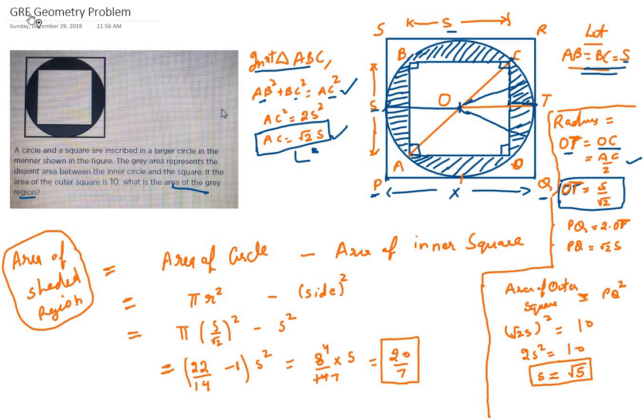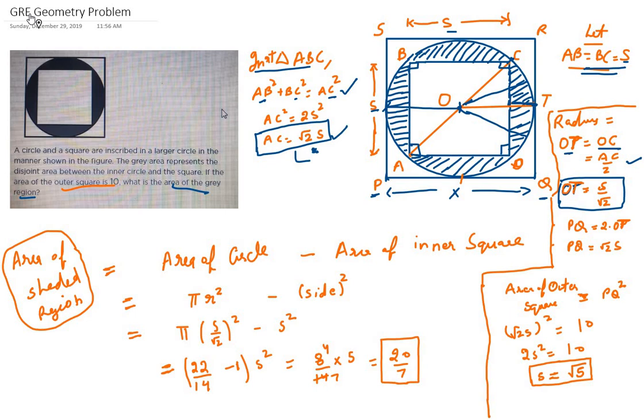Hello friends, let's look at this GRE geometry problem posted in one of the forums. Here we are given a diagram with two squares and a circle, and as you can see in the diagram I have drawn again here, we have to find the area of the shaded portion. We are just given the area of the outer square. Now what will be the area of the shaded portion?